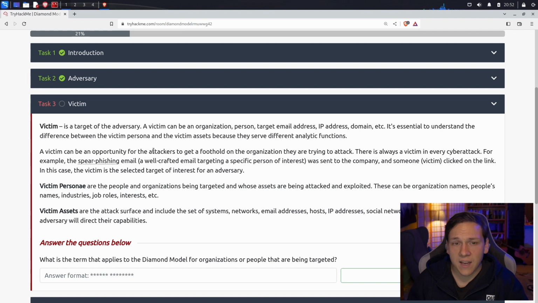It's essential to understand the difference between the victim persona and the victim assets, because they serve different analytic functions. A victim can be an opportunity for the attackers to get a foothold on the organization they are trying to attack. There is always a victim in every cyber attack. For example, the spear phishing email, a well-crafted email targeting a specific person of interest, was sent to the company and someone, the victim, clicked on the link. In this case, the victim is the selected target of interest for an adversary.